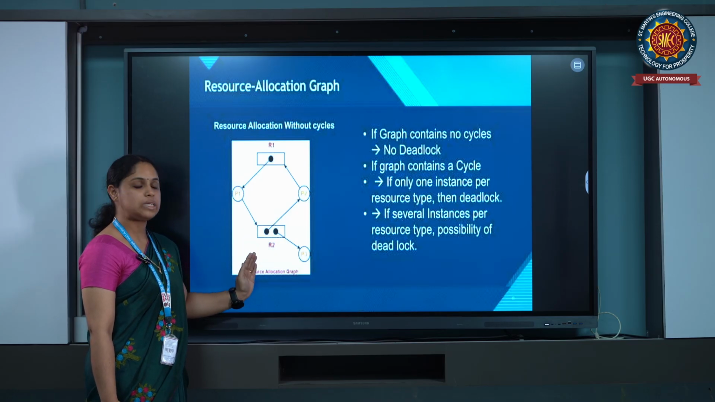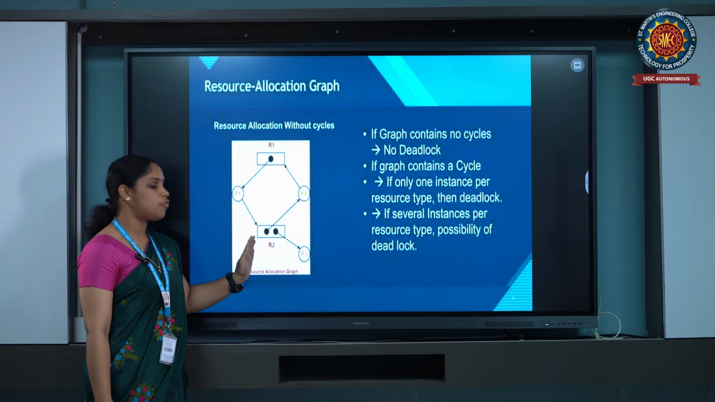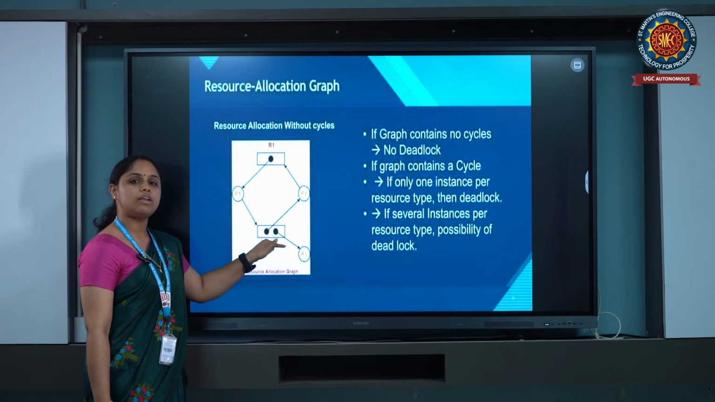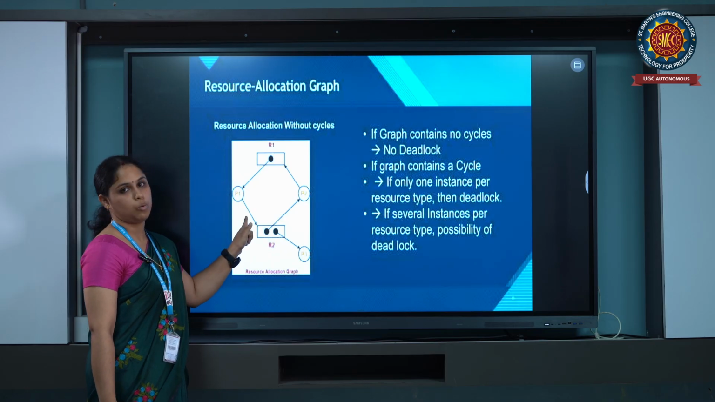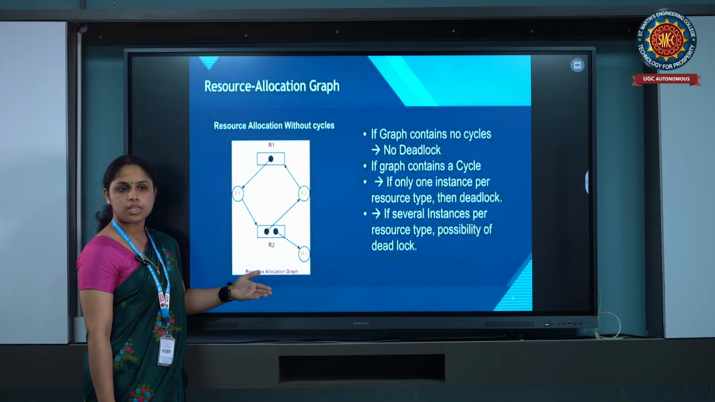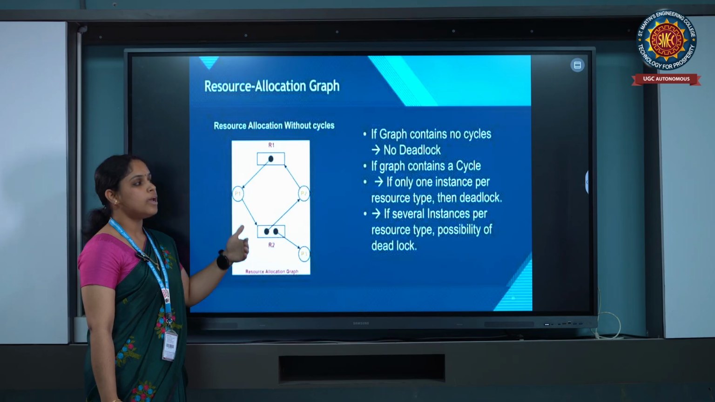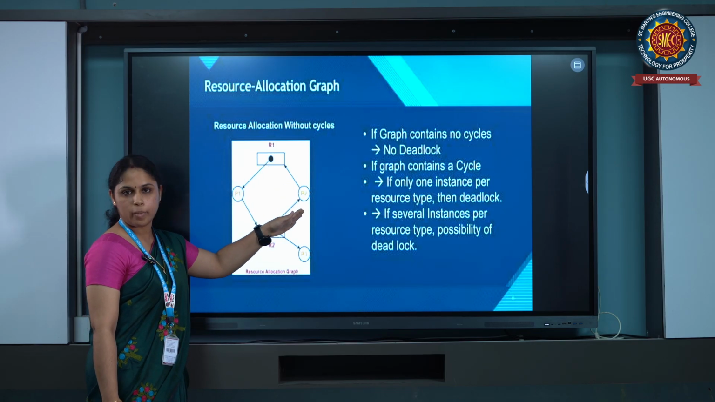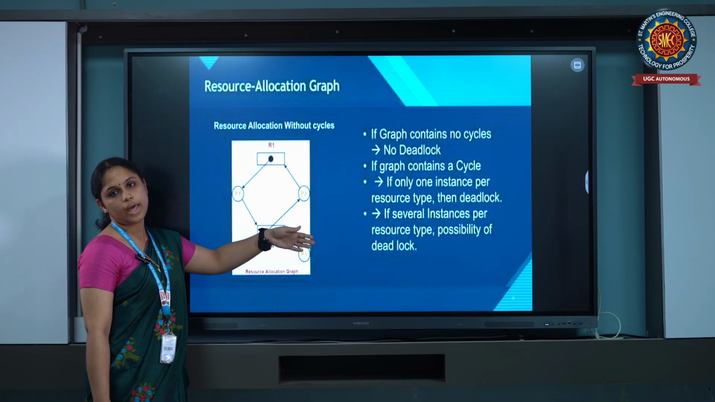So now another instance of R2 is free. You can allot that free instance to P1. So P1 can continue the execution and complete the execution. Now P1 will release R1 and R1 can be allocated to P2, and P2 can continue the execution.